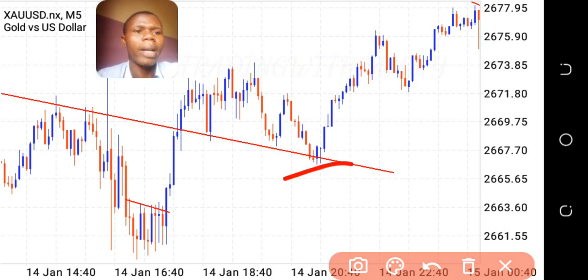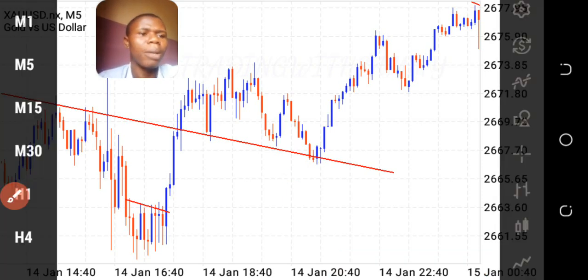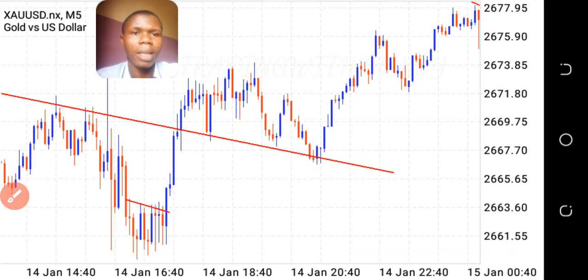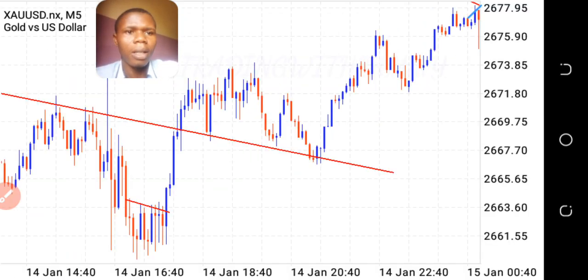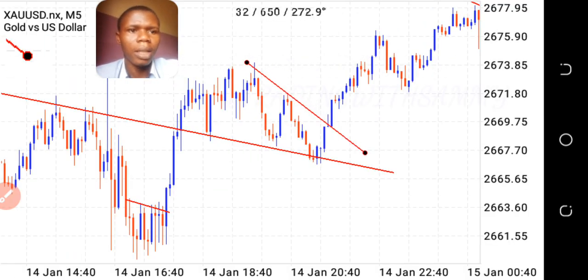What did price do? We got this move. Okay, I think another breakout actually happened. There's something here I'm seeing that I showed you guys previously.